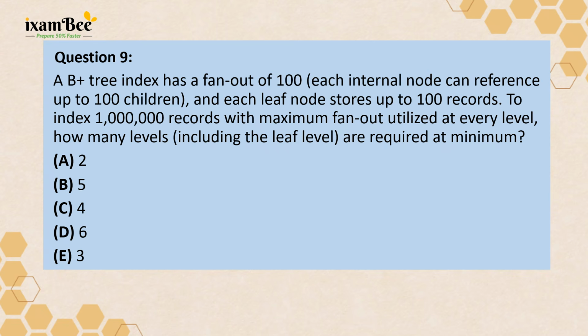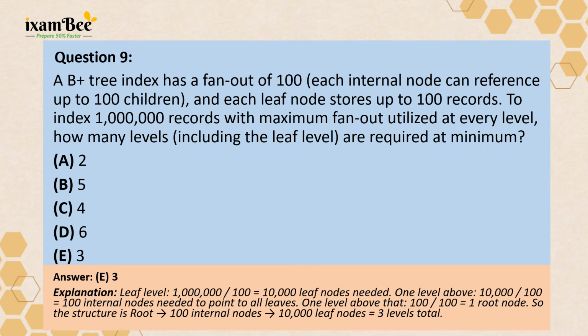So the answer here is option E, which is 3. Let's build this from the bottom up. At the leaf level, we need 10 lakh records divided by 100 records per leaf, which gives us 10,000 leaf nodes. One level above that, we need enough internal nodes to point to all 10,000 leaves. And with a fan out of 100, that's 10,000 divided by 100, giving us 100 internal nodes.